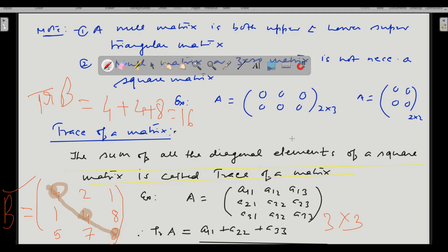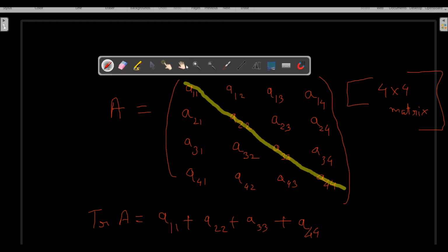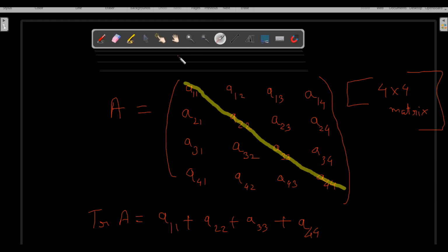So this is about a 3 cross 3 square matrix. Now, if we have a 4 cross 4 square matrix, then what will happen? Something of this kind will be there. This is the first row, first column, so A11. First row, second column, so A12. First row, third column, so A13. First row, fourth column, so A14.